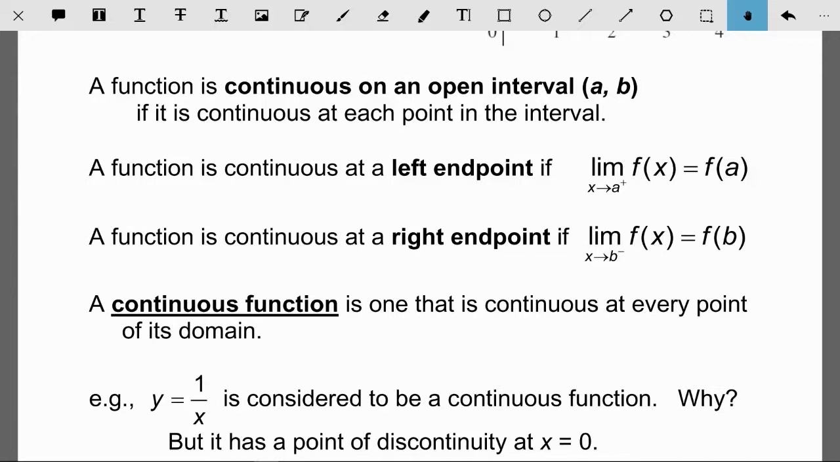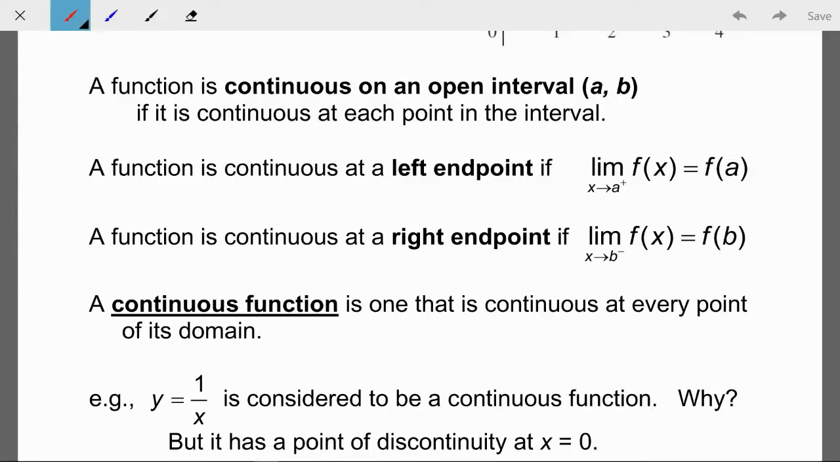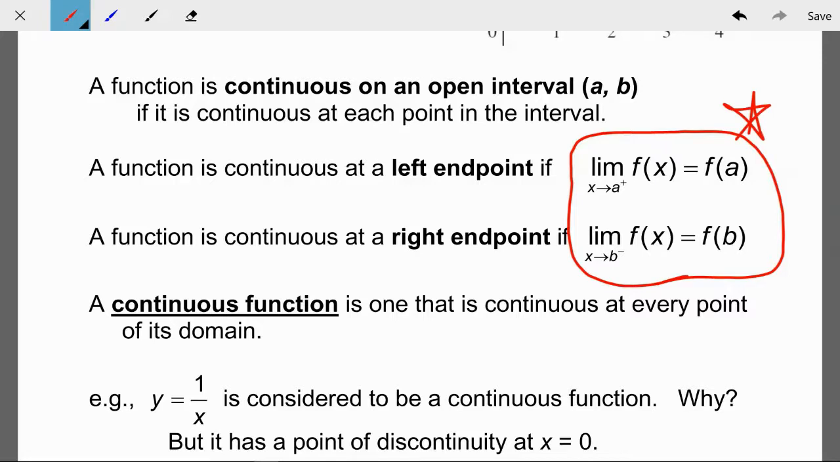When we say a function is continuous at a left endpoint or a right endpoint, this is what I was talking about with that graph above. So when we're at endpoints, we have this special rule. We only look at the one-sided limit. Typically, we have to look at the limit overall, but at endpoints, like I said, we've got a special case.